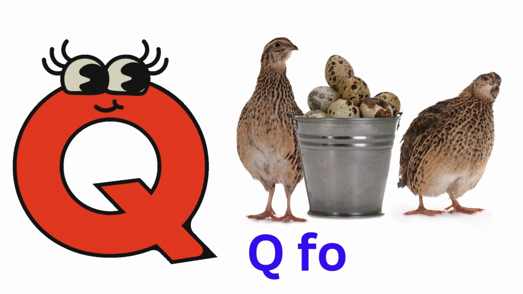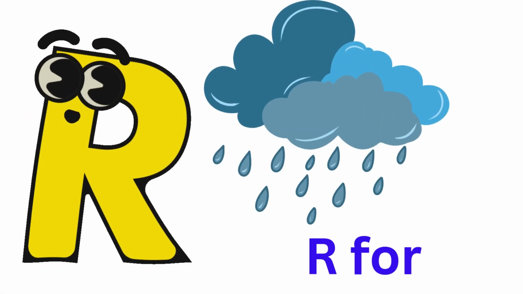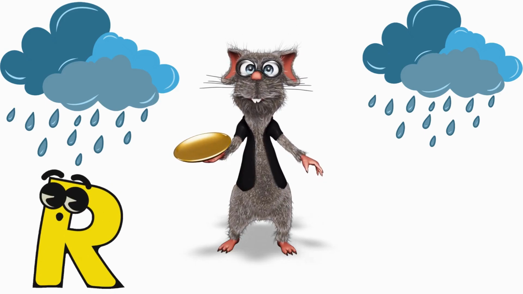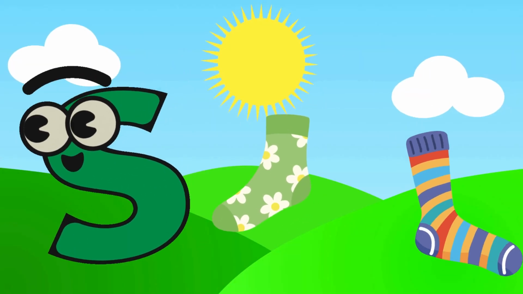Q for queen, Q for quail. R for rat, R for rain. S for sun, S for sock.